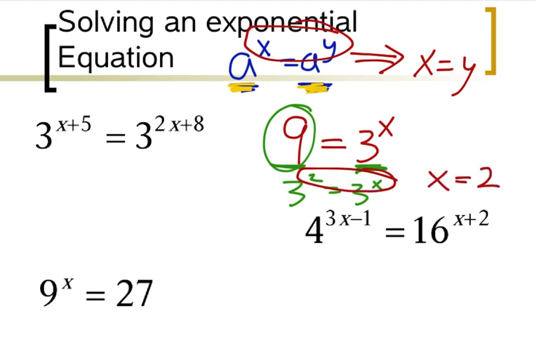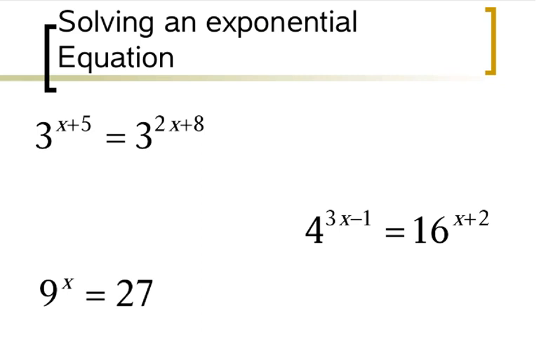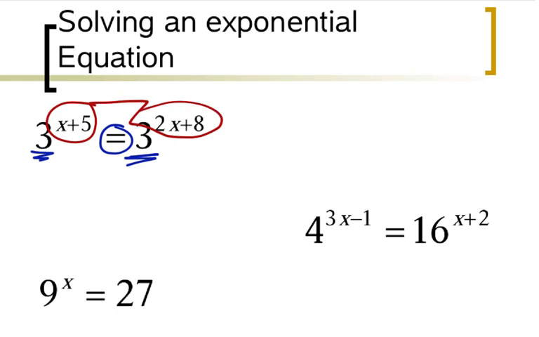So we'll see a little bit of that in all three equations that I've set up for us to work through. Okay, so let's take a look at the first one, where our base is 3 in both equations. Because the base is the same, and we've got an equal sign, that must mean that the exponents have to be equal to each other. So we write them off to the side and say, well, x plus 5 has to be equal to 2x plus 8. And we go ahead and solve this equation by isolating x.